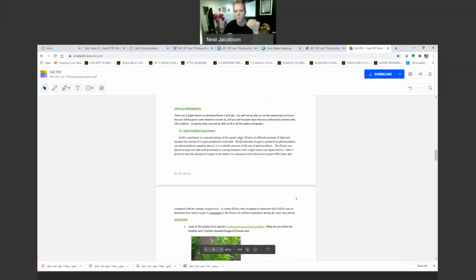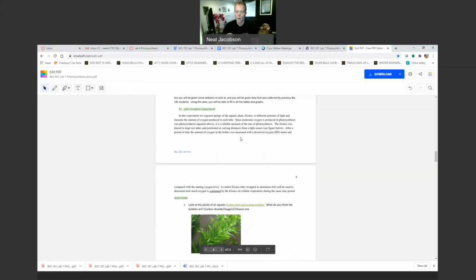All right, so we're going to do 2 experiments in this lab. We won't be able to do them from home. One of them is chromatography. The other is a light gradient experiment. And so what we're going to do is use data from a previous lab that was done in person, and then plot it out on a graph.